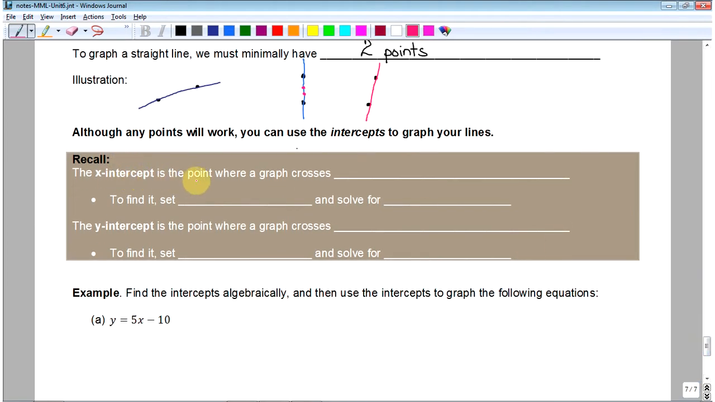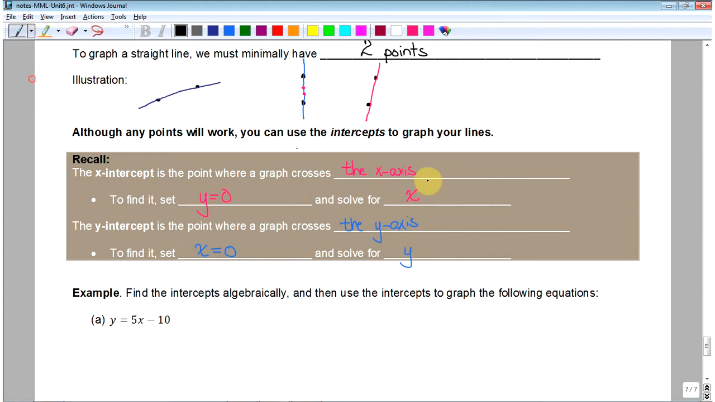So recall that the x-intercept is the point where a graph crosses the x-axis. To find it, we set y equal to 0 and solve for x. Similarly, the y-intercept is the point where the graph crosses the y-axis. To find it, we do just the opposite. We set x equal to 0 and solve for y.